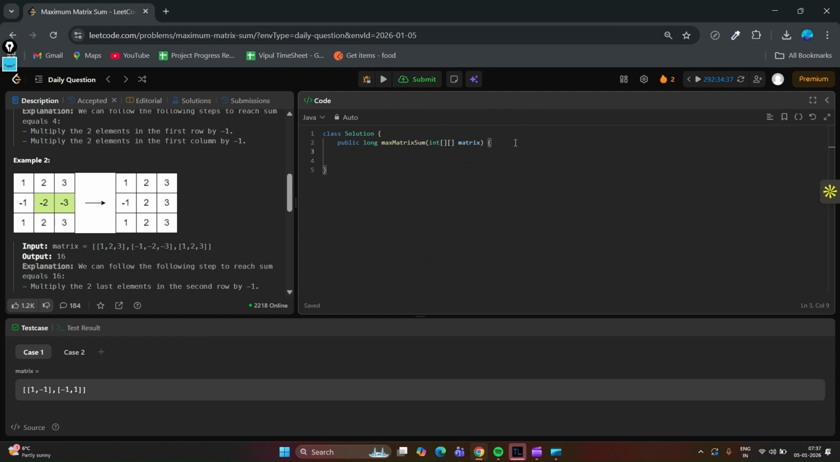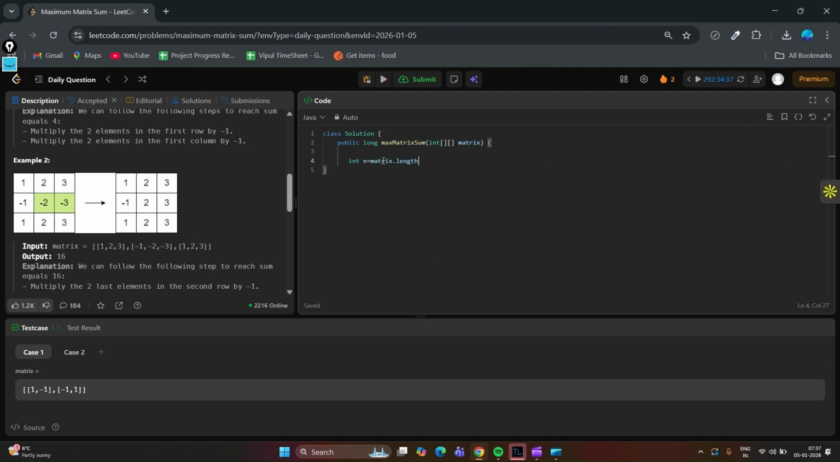We are getting a matrix, okay? So first we have to take the length, that is, what is the length. So int n equals matrix dot length, okay?